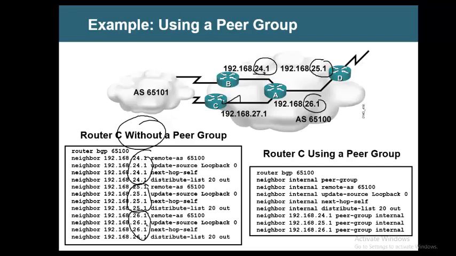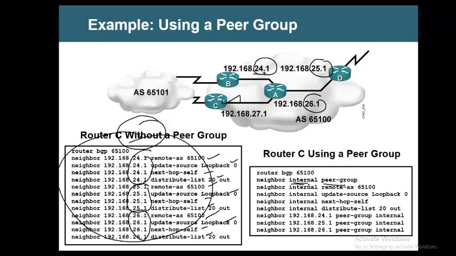To all these 3 neighbors, you have a similar configuration. This line is the same, this line is also the same, these 2 lines as well. So when we have similar configuration to be done for multiple IBGP neighbors, we don't need to write this many lines. You just create a template.